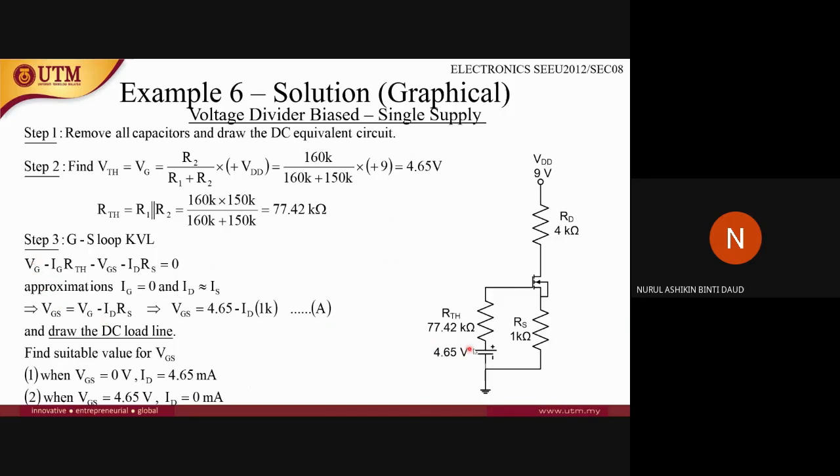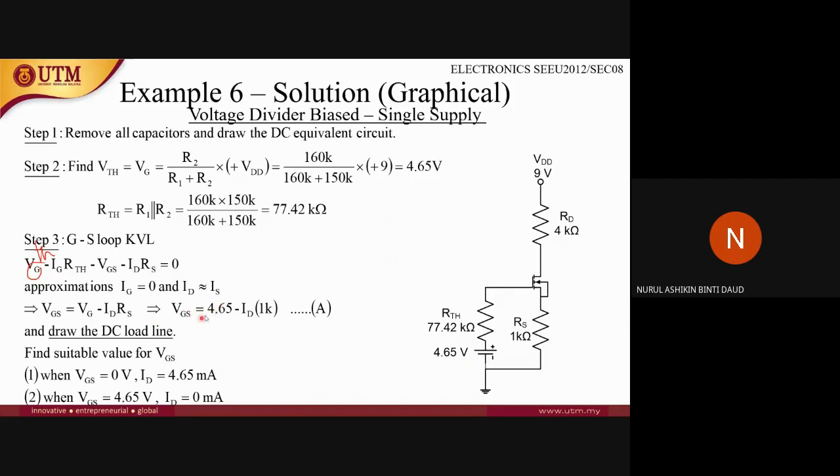VG here is referring to here. Okay, I think it's quite confusing because you might confuse with the VG here at this point, right? But VG here is actually this VG here. Okay, V Thevenin. I think it's better to write V Thevenin here so that it will not be confusing. Okay, change the D to TH. TH, okay.